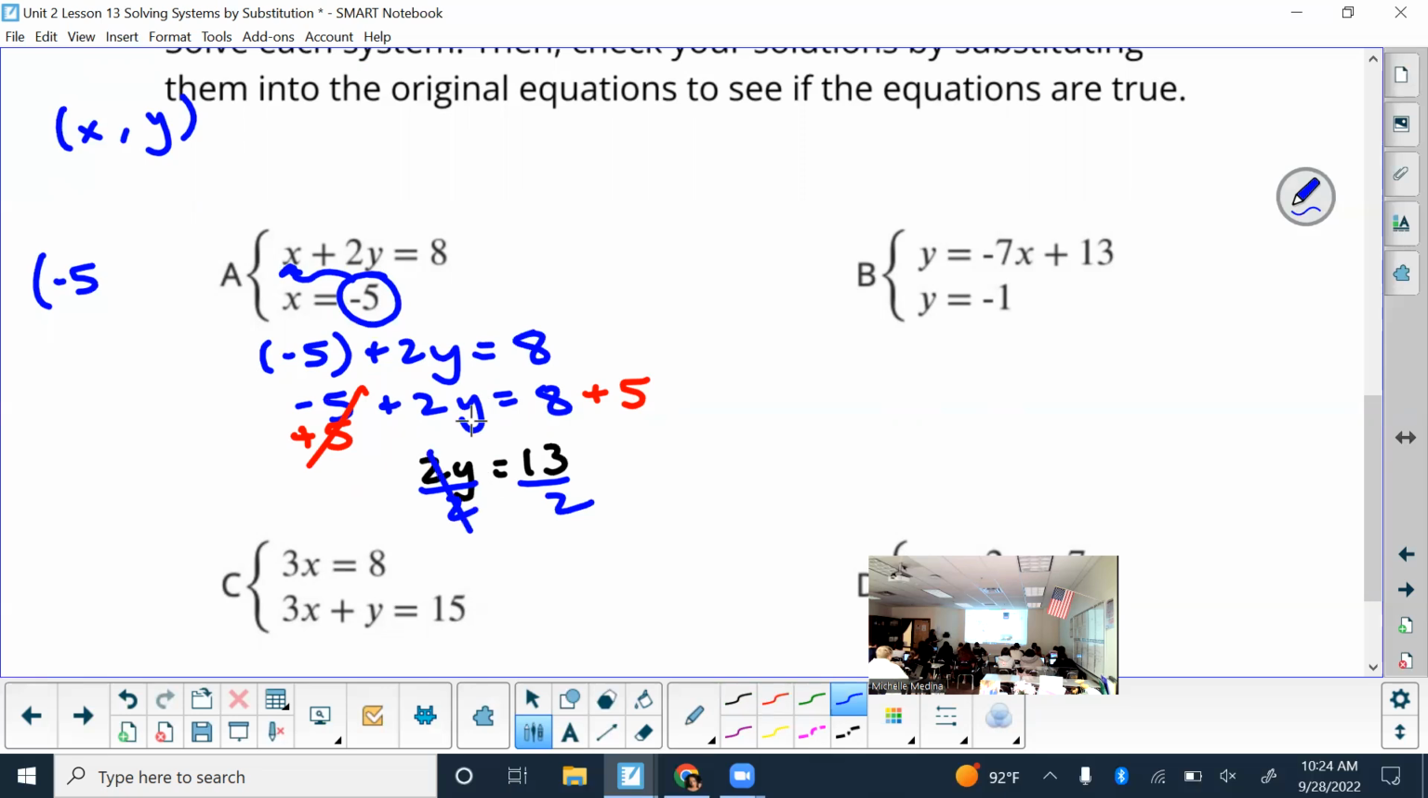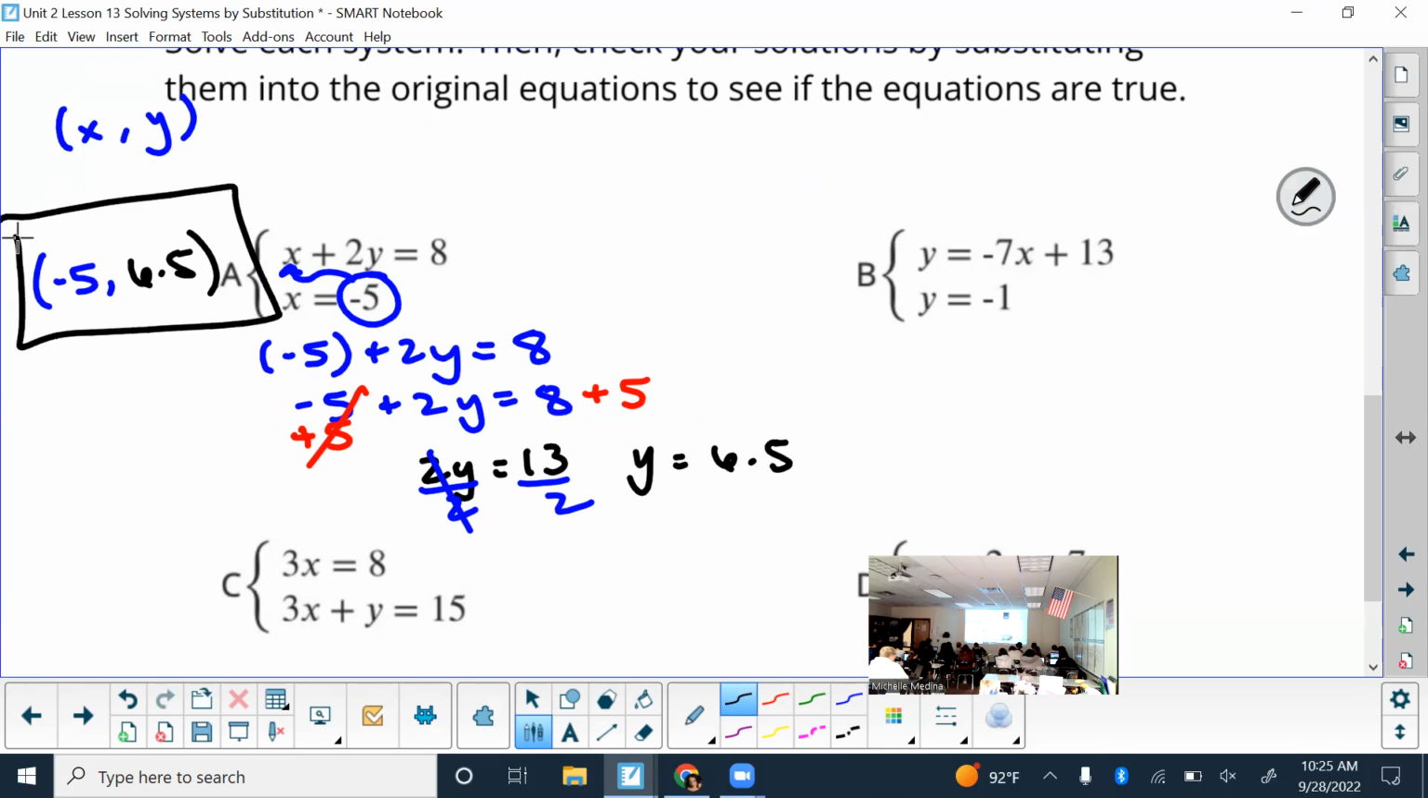And we could leave it as a fraction, but since we're working with coordinates, let's make it a decimal. What's 13 divided by 2? 6.5. So now that you have both your x and y values, write them as coordinates. Make sure you put them in the correct order, and then that's correct. Good, questions on that?